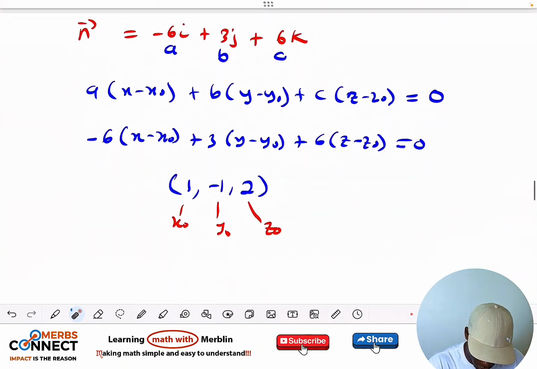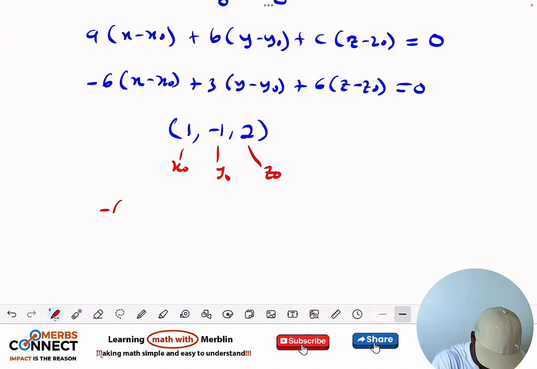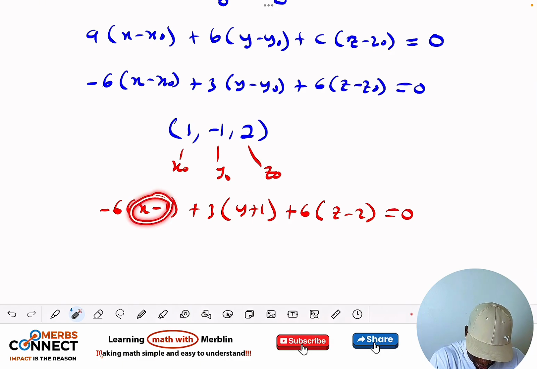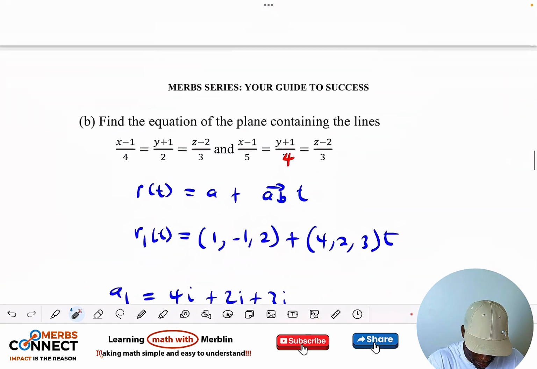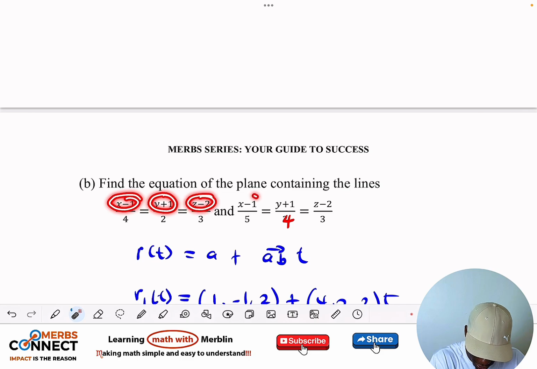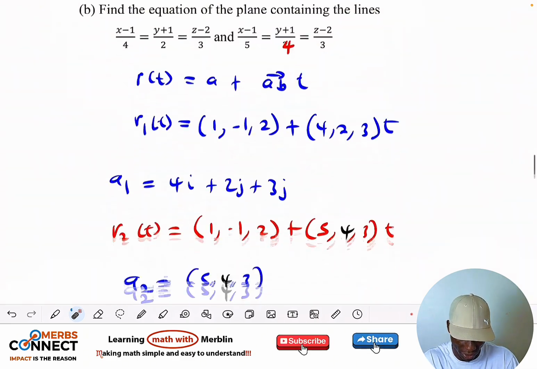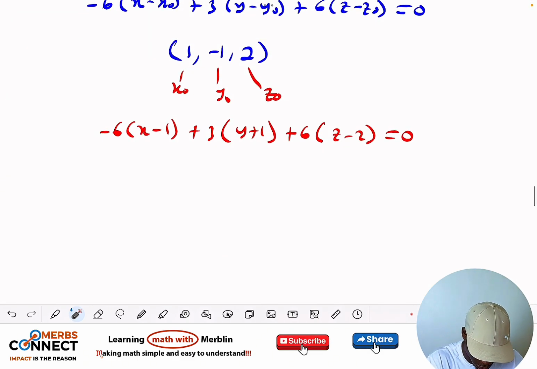So now our equation is going to be minus 6(x minus 1) plus 3(y plus 1) plus 6(z minus 2) is equal to 0. So you see that whatever is here is basically what's on the top here. So what we are doing is we are just multiplying this by the coefficients of the normal vector. So you need to pay attention to that.